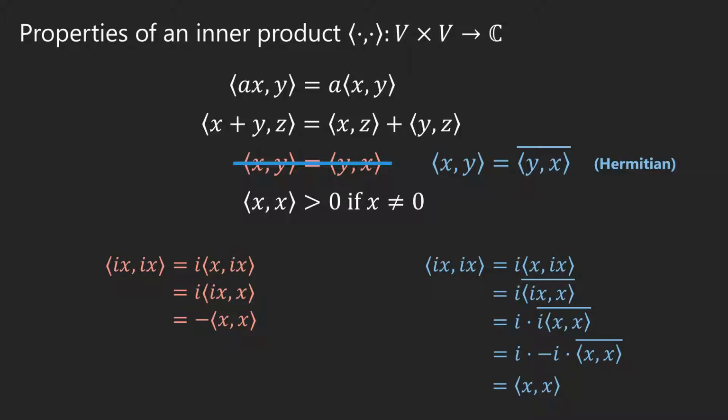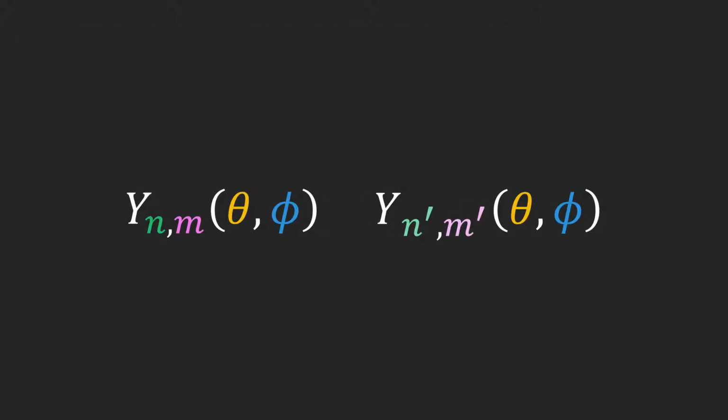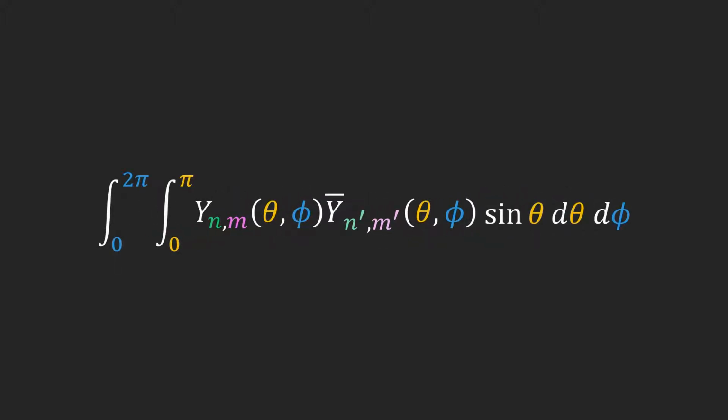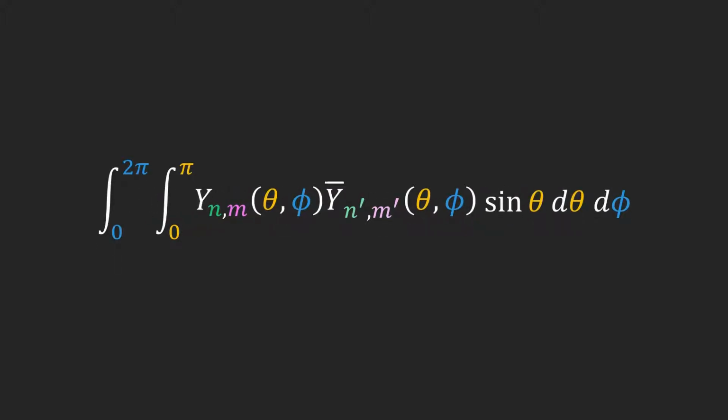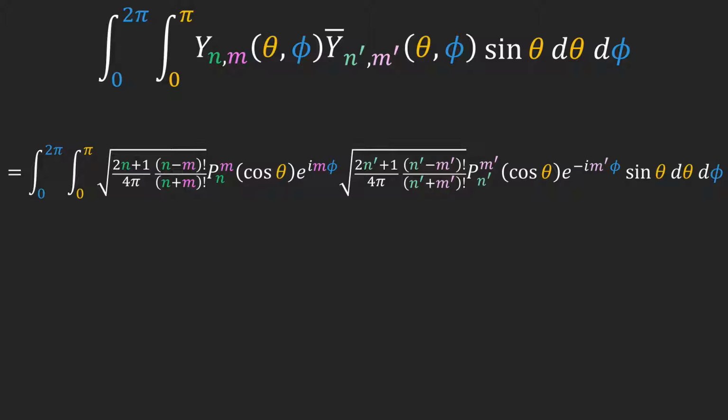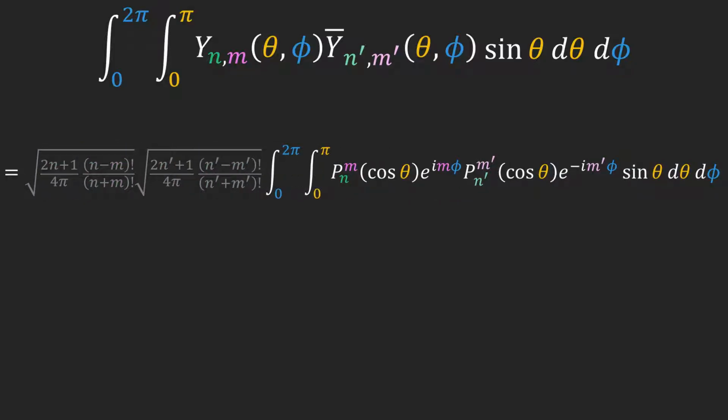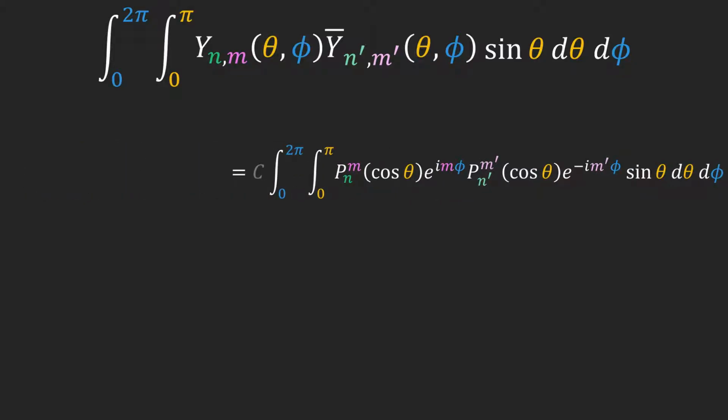Let's go ahead and verify this orthogonality relationship. Suppose we have two spherical harmonics, one with parameters n and m, and one with parameters n prime and m prime, and we put them into our inner product integral. First, let's expand the functions using the definition in terms of complex exponentials and associated Legendre functions. Then, we'll factor out those normalizing factors as some constant. We won't really need it yet.